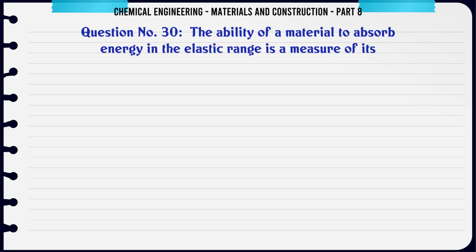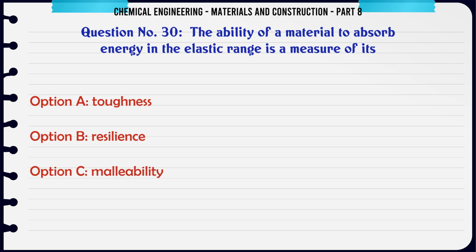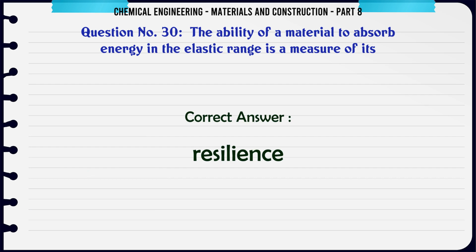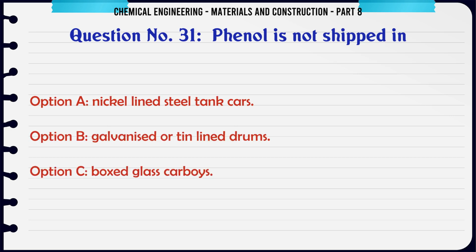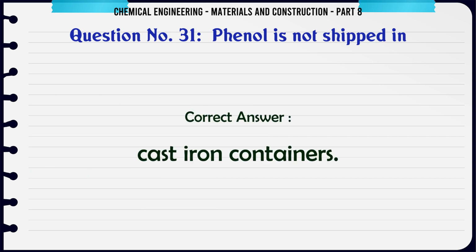The ability of a material to absorb energy in the elastic range is a measure of its A. Toughness, B. Resilience, C. Malleability, D. Brittleness. The correct answer is resilience. Phenol is not shipped in A. Nickel-lined steel tank cars, B. Galvanized or tin-lined drums, C. Boxed glass carboys, D. Cast iron containers. The correct answer is cast iron containers.